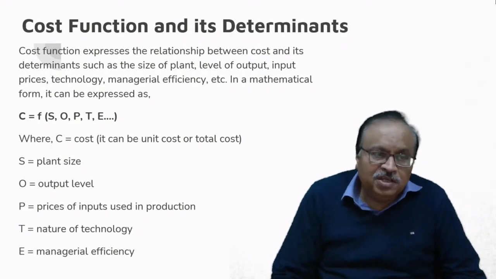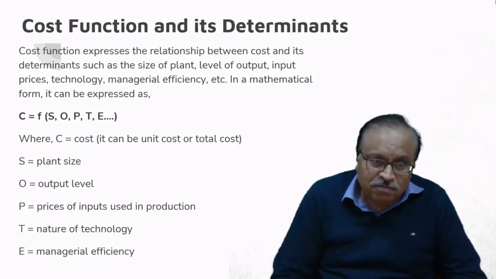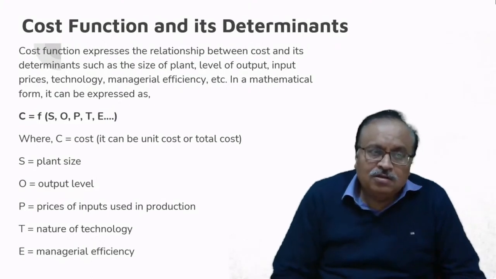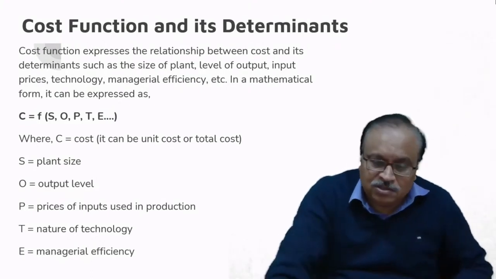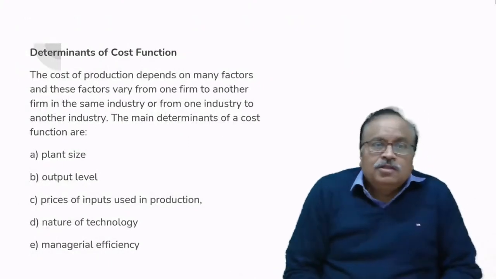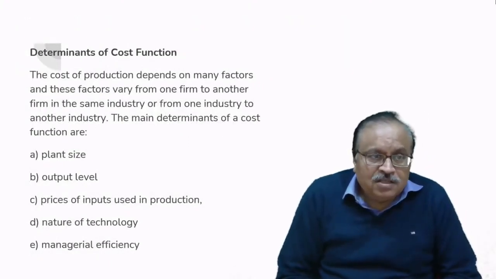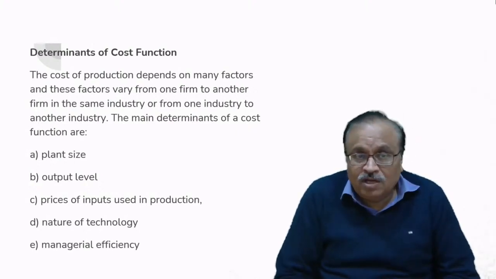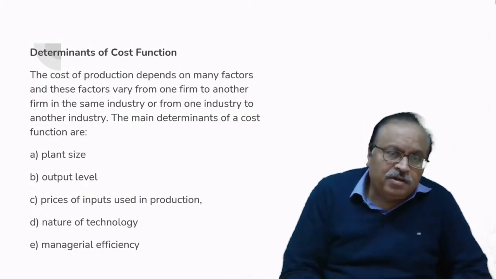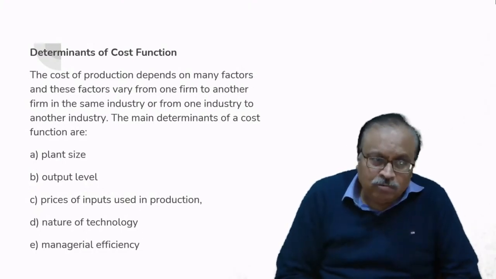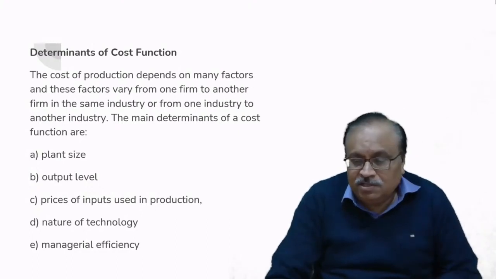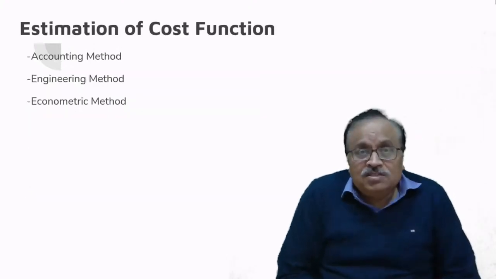So in a mathematical form, it can be expressed as C, which represents cost, as a function of SOPTE. S stands for plant size, O for output level, P for prices of inputs, T for nature of technology, and E for managerial efficiency. So these are all determinants of a cost function. The cost of production depends on many factors, and these factors vary from one firm to another in the same industry or from one industry to another. The main determinants of a cost function are plant size, output level, prices of inputs used in production, nature of technology, and managerial efficiency.